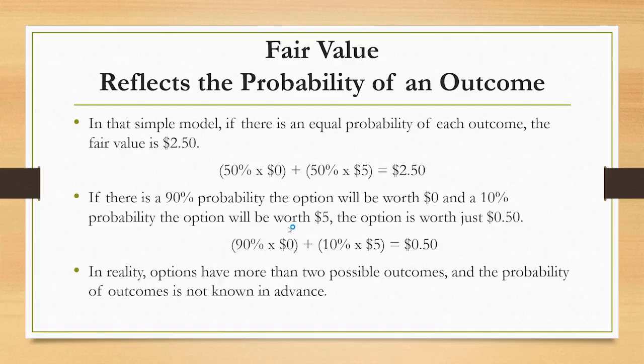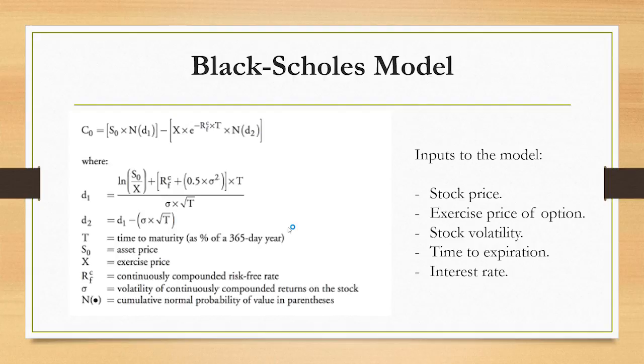Let's say there's a 90% probability the option will expire worthless. Well, the fair value of the option now is reduced to just 50 cents. So the fair value of an option is simply the weighted value of all of its possible outcomes discounted back to the current price. There's a model for this.